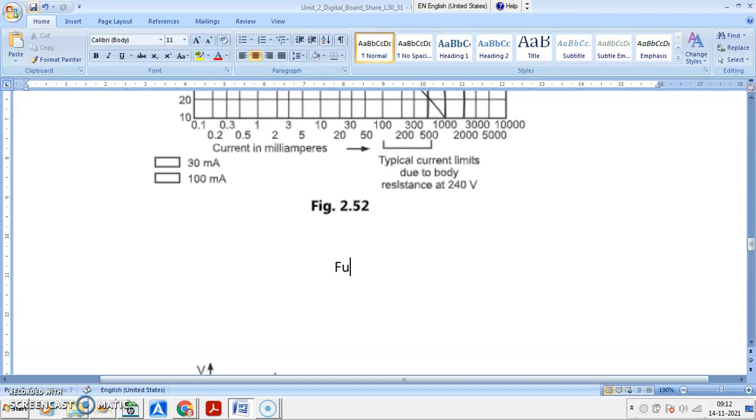Sometimes you are asked, compare fuse and MCB or MCCB or RCCB or ELCB. So you must have these points of comparison. Okay.